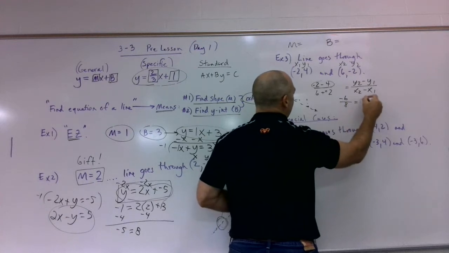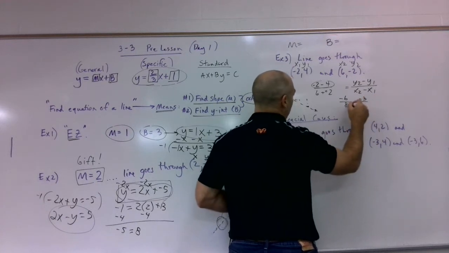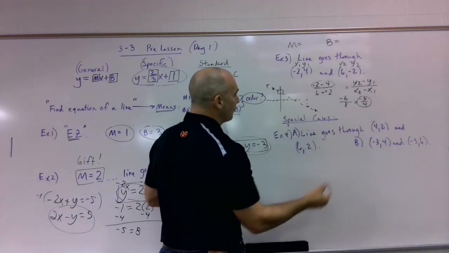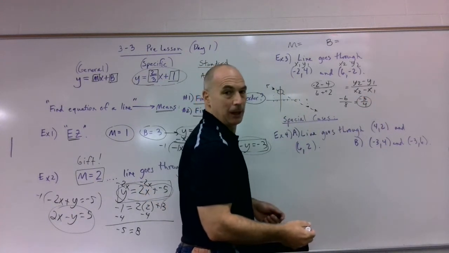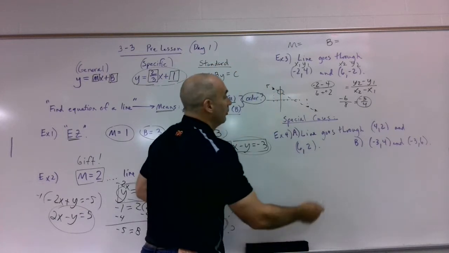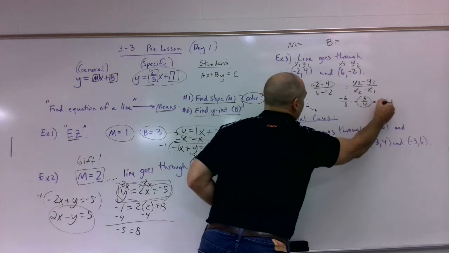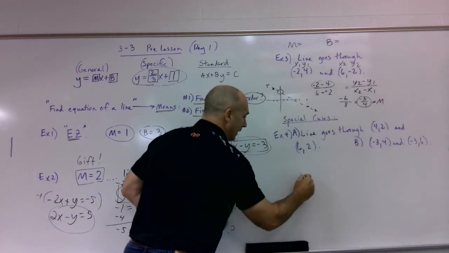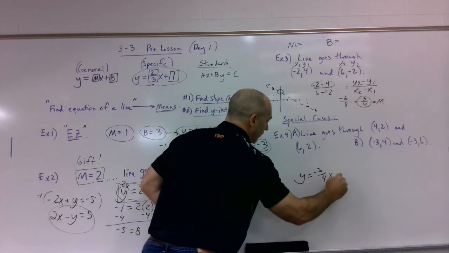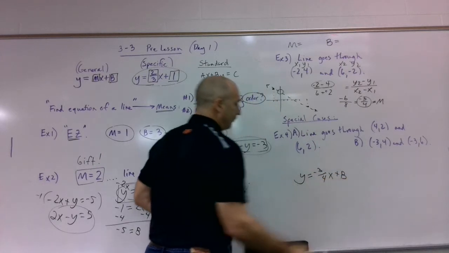Now 2 goes into that 3 times, -3, but 2 goes into that 4 times. So there's my slope. I'm running out of space here, so I'm just going to do the math down here and then erase it. So I know my slope is -3/4. So I'm going to take it. y equals -3/4 x plus b.